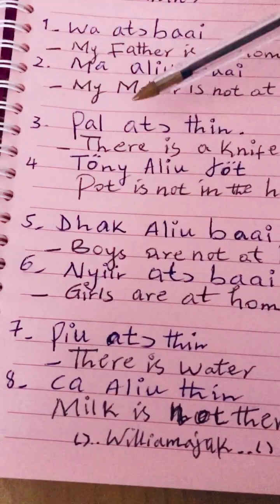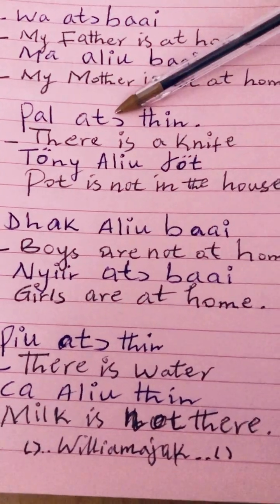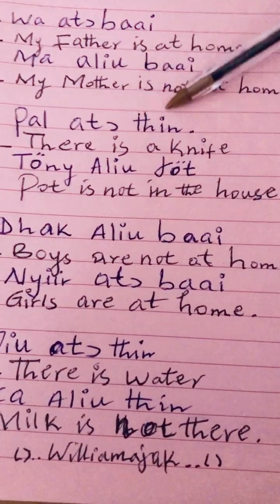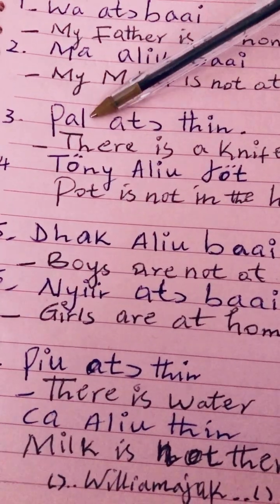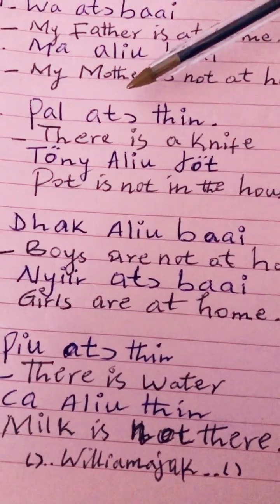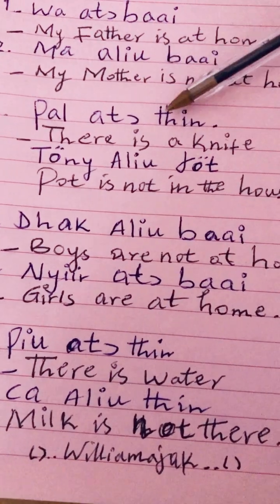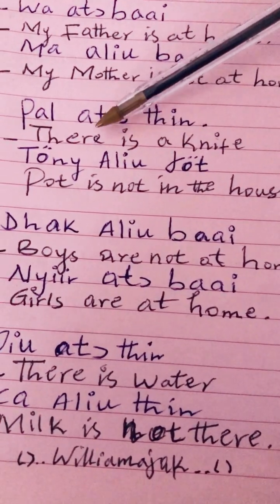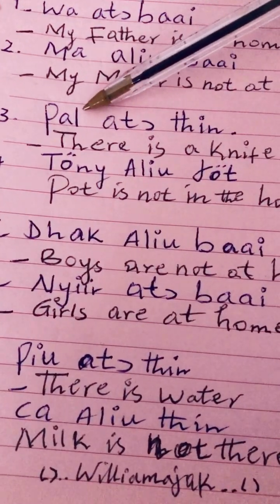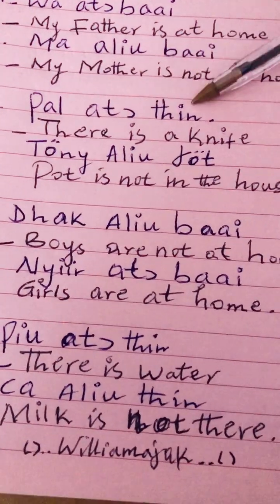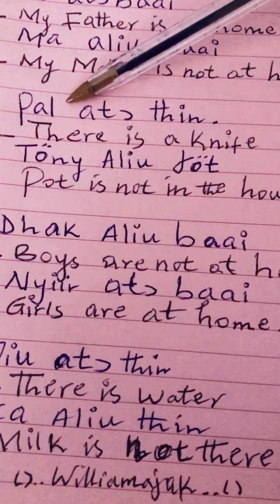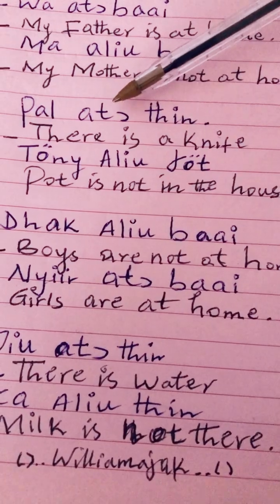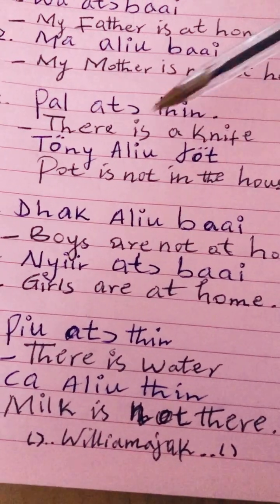Number three, we say pal atau tin. Pal means knife. Atau means present. Tin means there. That means there is a knife. In Dinka we say pal atau tin. Pal means knife, atau means present, tin there. There is a knife.